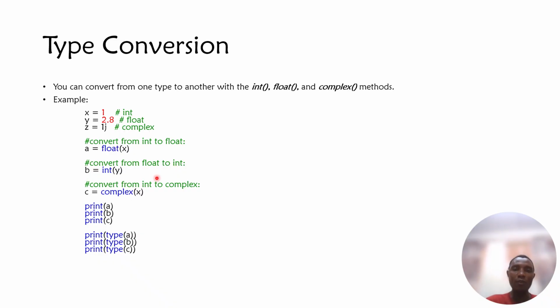We can convert from float to integer. So we can simply say b equals int of y. This y is either going to give us 2 or else it's going to give us 3. Complex, the same thing is going to happen.